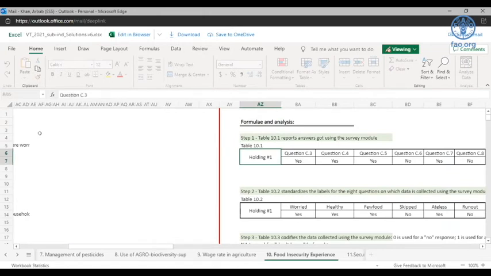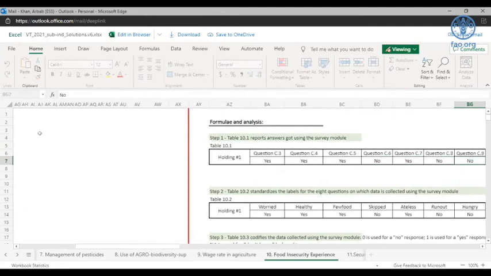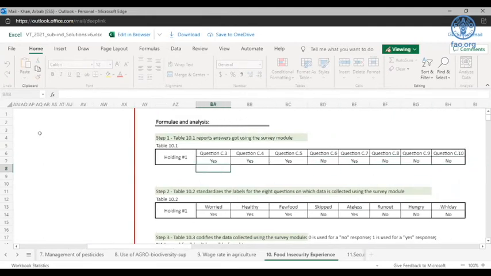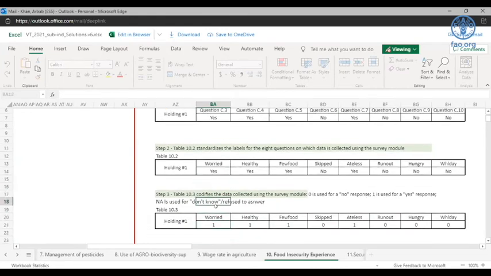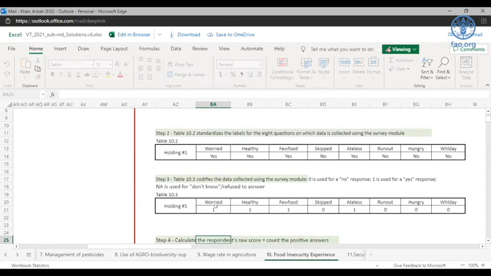So depending on the responses to the 8 FIES questions, as you can see here, we have 4 yeses for this particular agriculture holding or the holder of the agriculture holding. So he provided 4 yeses of the 8 questions. We then add standard labels. So instead of the codes that we are using in the data entry stage of processing, we replace them with the standard labels that are used by the model. We then codify the yes or no responses into 1 or 0, 1 being yes, 0 being no. So up until now, it's fairly straightforward. There is nothing complicated. We are just doing some tweaks and adjustments to the information for it to be ready to be inputted into the model.